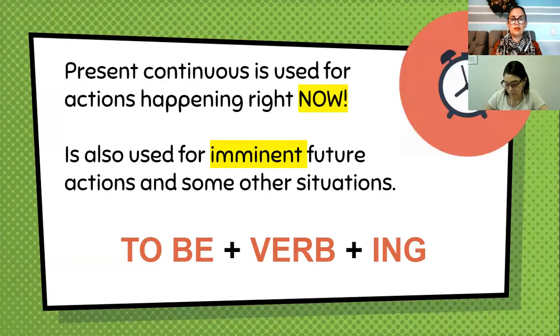The present continuous is used for things happening right now. That's how we understand it, because it's the ing form that lets us know that something is happening in this specific moment. Well, the present continuous is not only used for that, it's also used for imminent future action and some other situations. Let's see where in English we will use this verb tense instead of using the simple present.